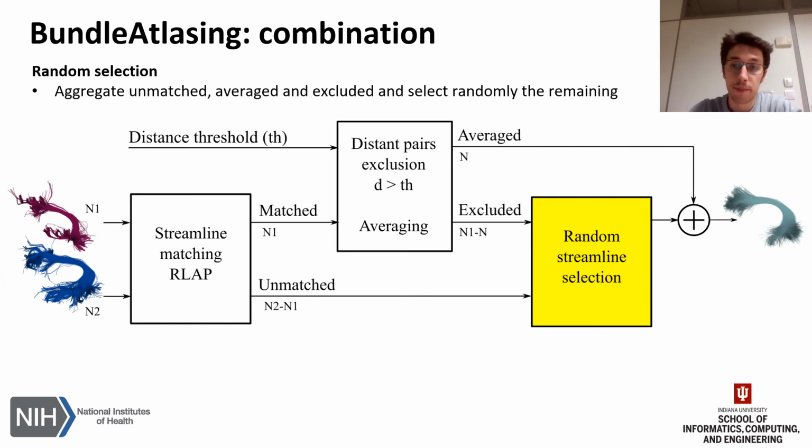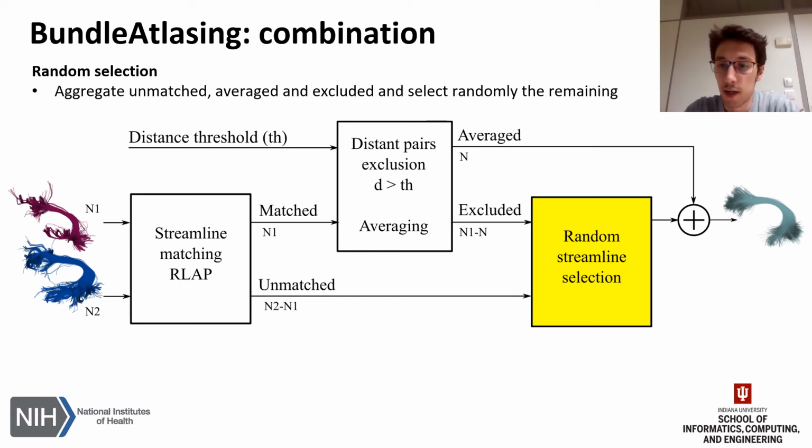The last step is the streamline selection. So that means that we started with a number of streamlines in bundle 1 and another number of streamlines in bundle 2. We performed the matching, the unique matching, and if the number of streamlines in both bundles is not the same, some of the streamlines were not matched, so they went directly to the third step.